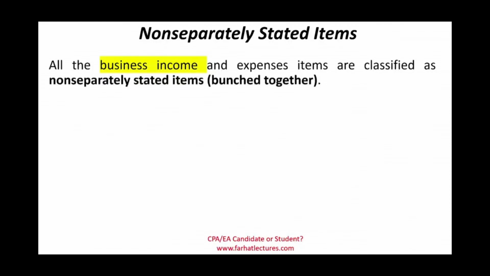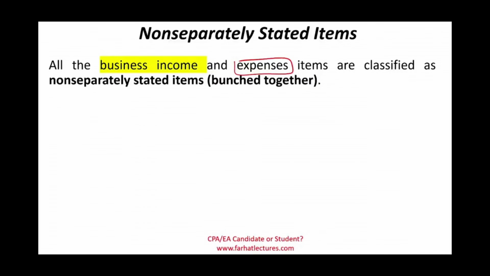Now let's introduce the concept of non-separately stated items. What are non-separately stated items? Well, I'm going to tell you what they are, and I'm going to show you a picture of them. Those are business income and business expenses that are classified as non-separately stated items.